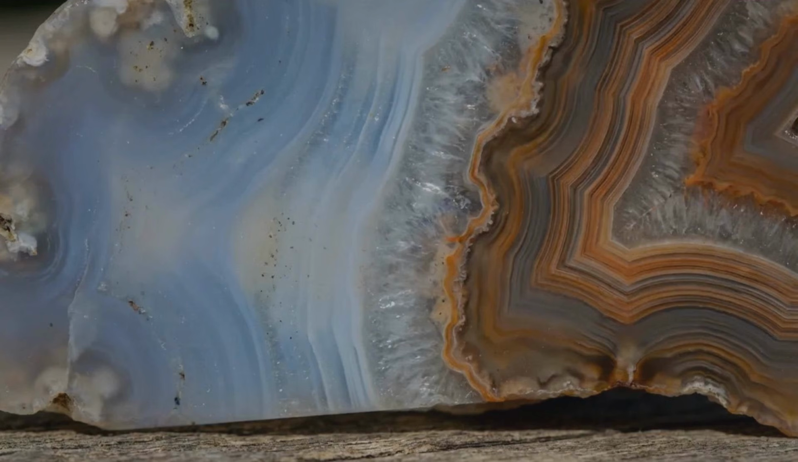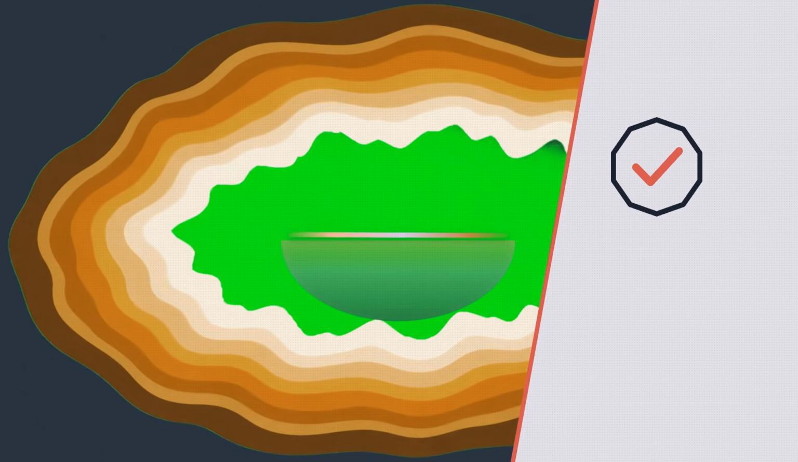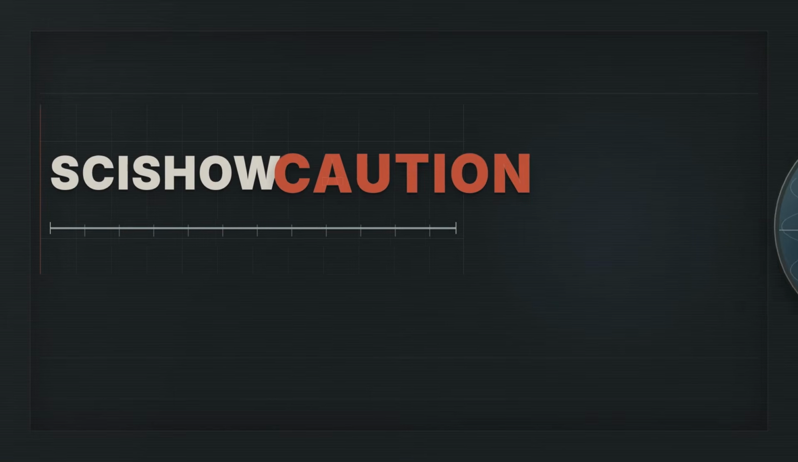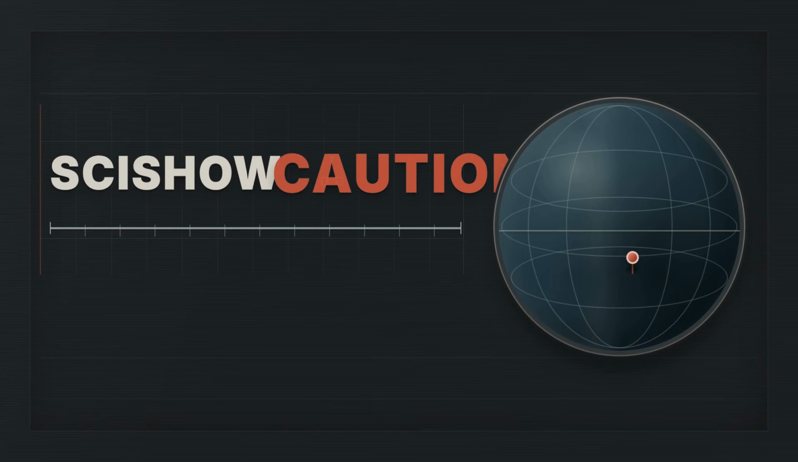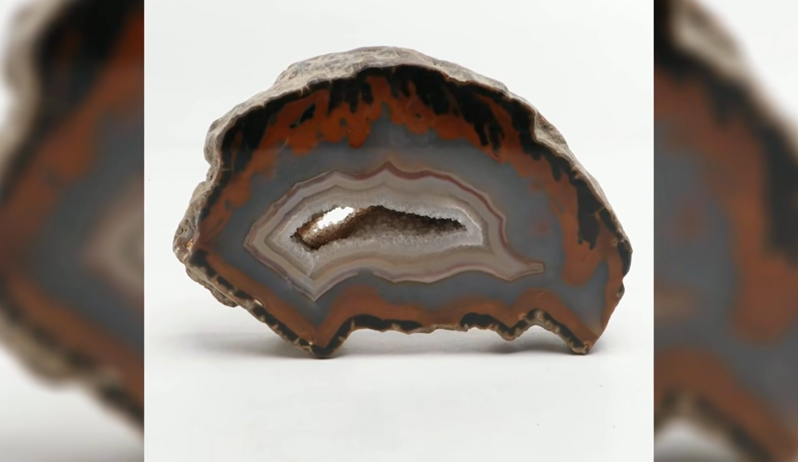The distinction matters because chalcedony can be slightly porous. Over long periods, fluid may move into or out of an agate cavity. That means a genuine moving liquid level inside agate does not prove the cavity has remained perfectly sealed since the stone formed. SciShow raised this exact caution while examining claims about Brazilian enhydro agates. The cavity may be natural and interesting, while the claim of pristine ancient water remains unproved.